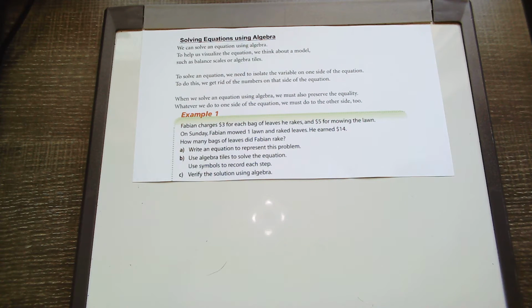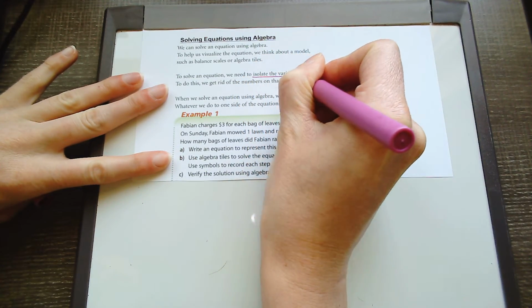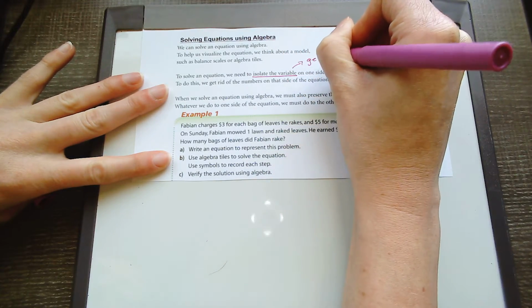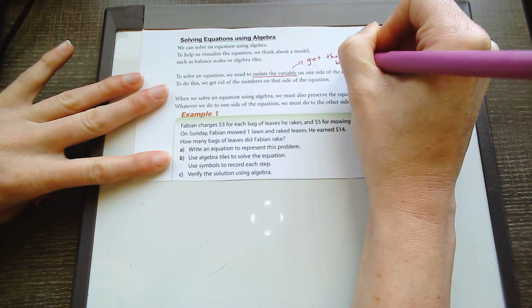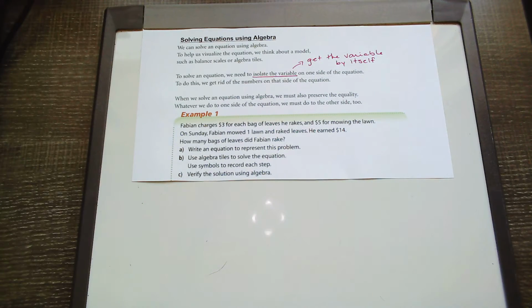To solve an equation, our main goal is to isolate the variable on one side of the equation. I did talk a little bit about this before. Isolating the variable really just means get the variable by itself. We want one variable all by itself on one side of the equation. To do this, we get rid of the numbers on that side of the equation.